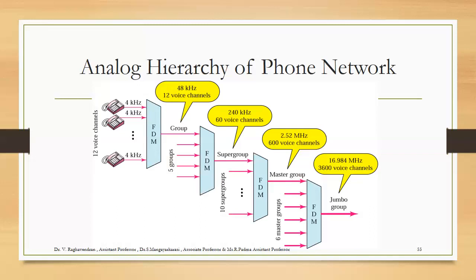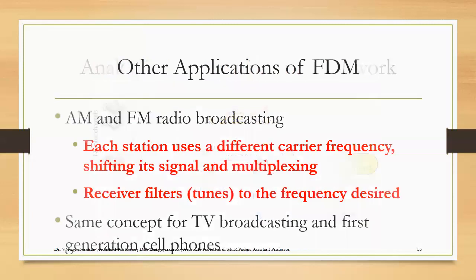The capacity is for 2.52 megahertz. After that, 6 master groups are combined and produce a single jumbo group. The jumbo group consists of 3600 voice channels and 16.984 megahertz. So these are the analog hierarchy of a telephone network.